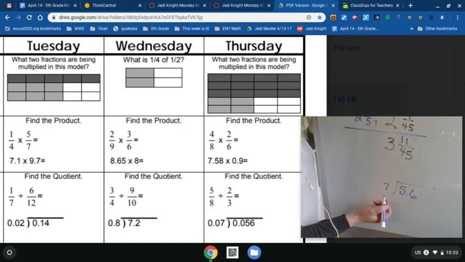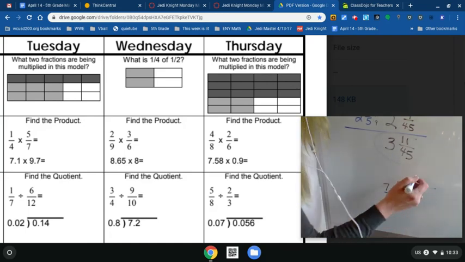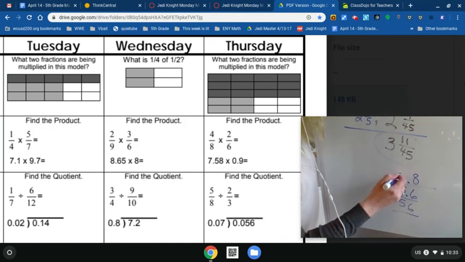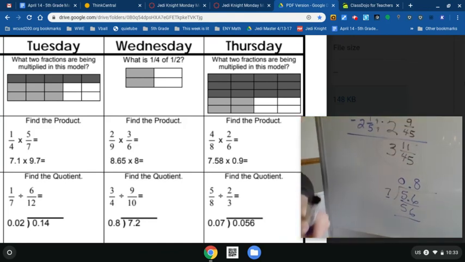All right, so 7 does not go into 5, so you know it's going to be, bring your decimal straight up. How many 7s in 56? Which actually turns out perfect, doesn't it? With an 8. So your final answer is 0.8, the quotient.